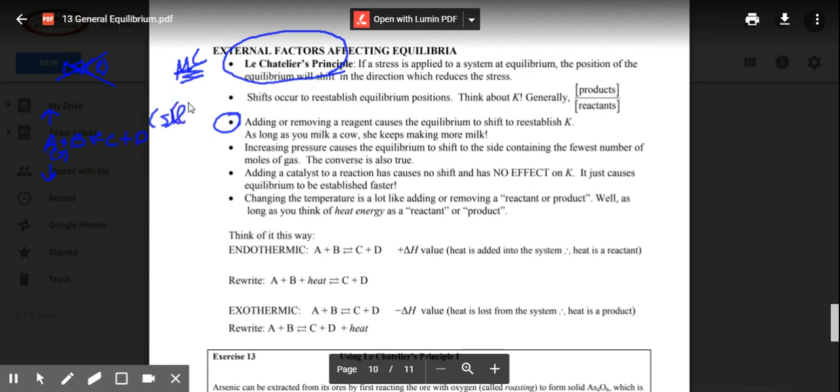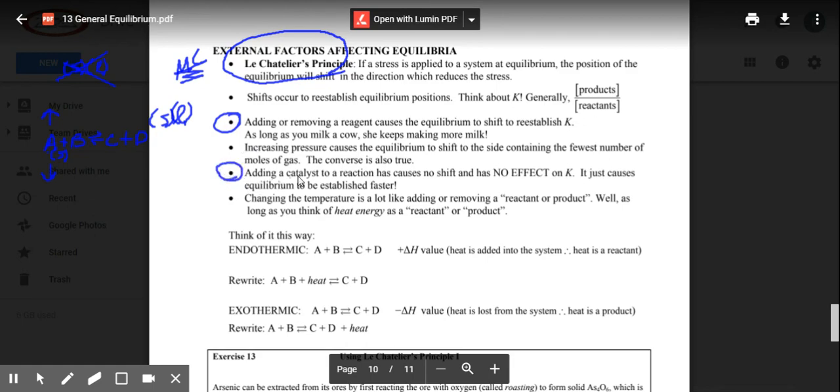All right. But if I'm adding or removing a gas or an aqueous substance, then it will have an effect. And if I increase, I shift away. If I decrease, I shift towards. So I want to skip this increasing pressure. I want to do that very last because this is a new one.